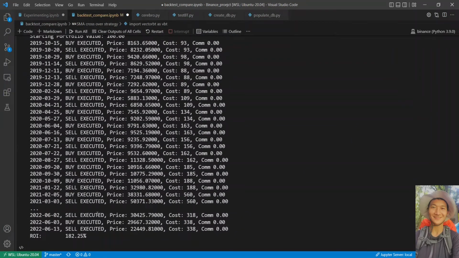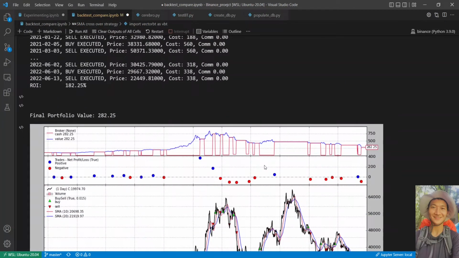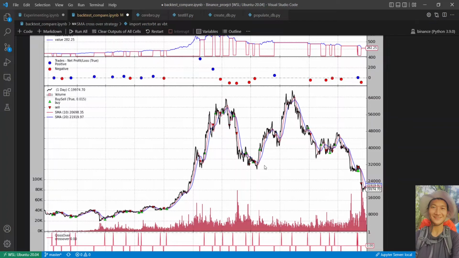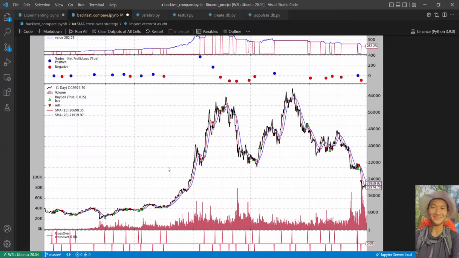And after all the trades, it gives us a total profit of about 182%. So it's quite different compared to the previous two approaches, but I think it's a more realistic one. So you can see that we get the big gain in this trade back, right?